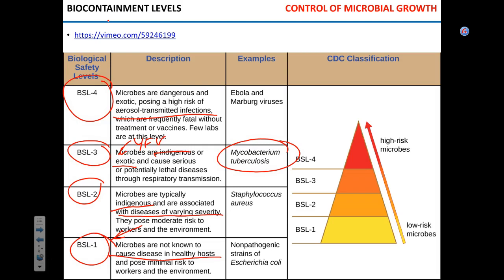Typical examples of BSL-4 pathogens are various viral hemorrhagic fevers, such as Ebola, Marburg, Lassa, Nipah. Different hantaviruses are BSL-4 pathogens.